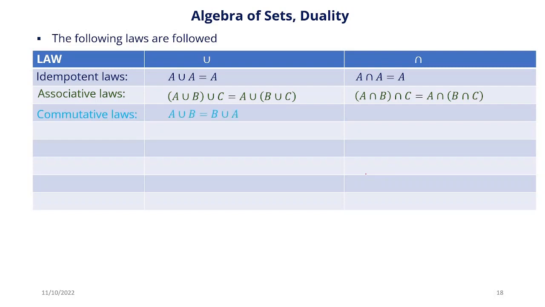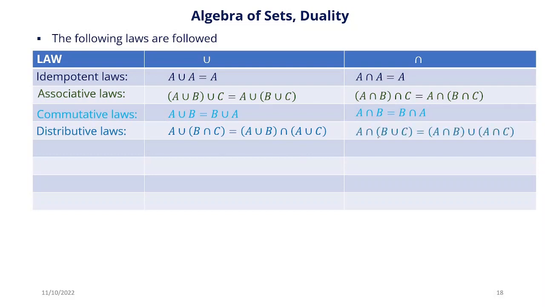Commutative laws. A union B is the same thing as B union A. It doesn't matter which of them comes first. Union is union. A intersection B is B intersection A, the same thing. Distributive laws. A union B intersection C, where B intersection C is in bracket, is equal to A union B intersection A union C. So it's like we are expanding. A intersection B union C is the same thing as A intersection B union A intersection C. You can prove these things by using small sets.